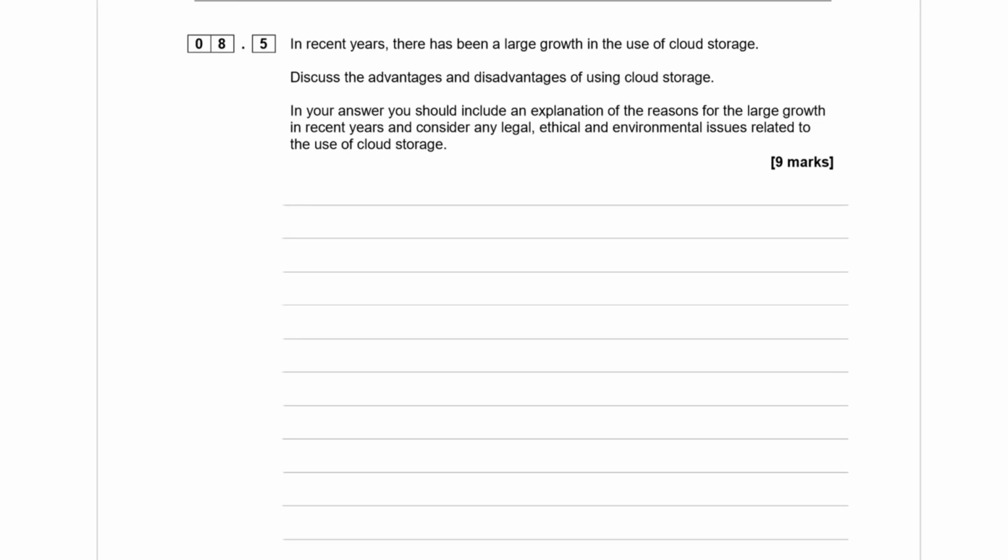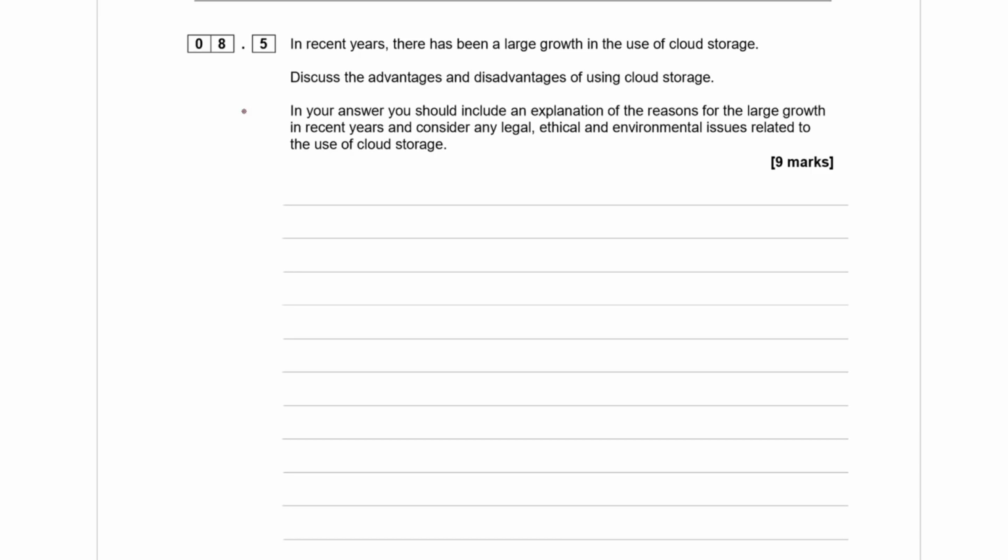The final question then is a 9 marker, so that's a culmination of a written exam, a long essay kind of question, and this is about cloud storage, which is fortunately quite a good thing to talk about. So we're going to discuss the advantages and disadvantages of using cloud storage, and we should include an explanation of the reasons for the large growth in recent years and consider any legal, ethical and environmental issues related to the use of cloud storage. So it's similar to the 2 previous questions combined. We've got a discuss part, and we've also got 2 parts to answer basically.